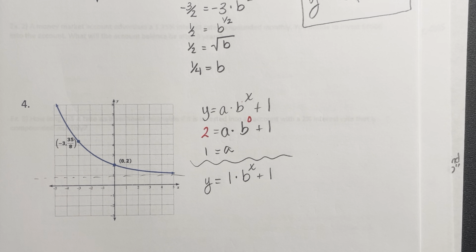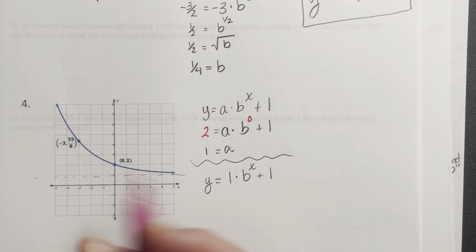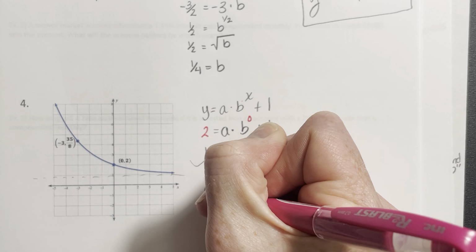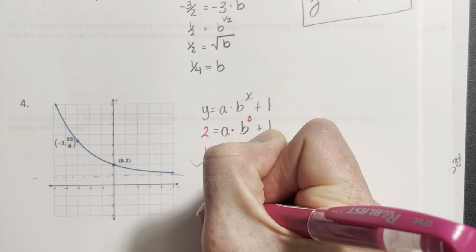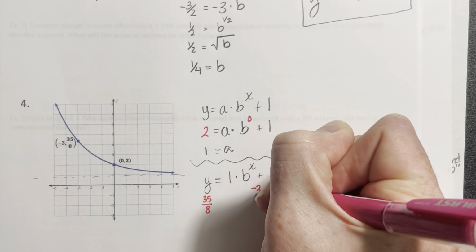And I need to plug in another point. This other point is (-3, 35/8). So 35 over 8 is the y when x is negative 3.